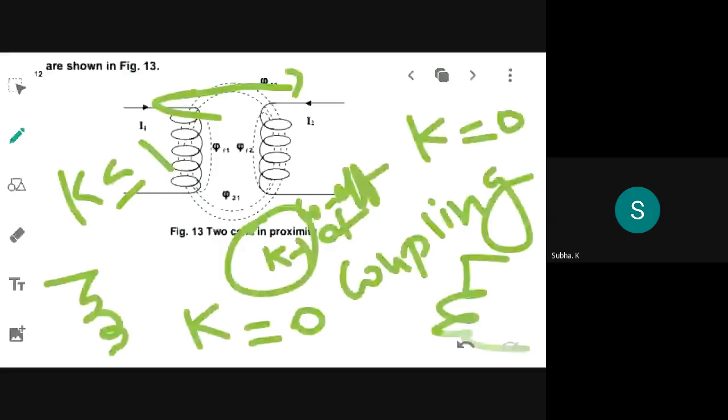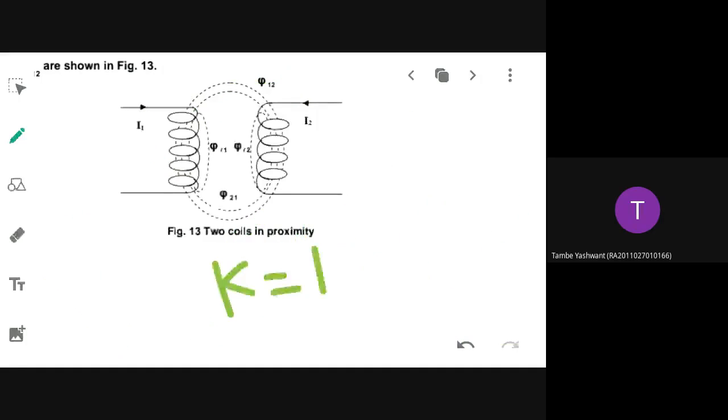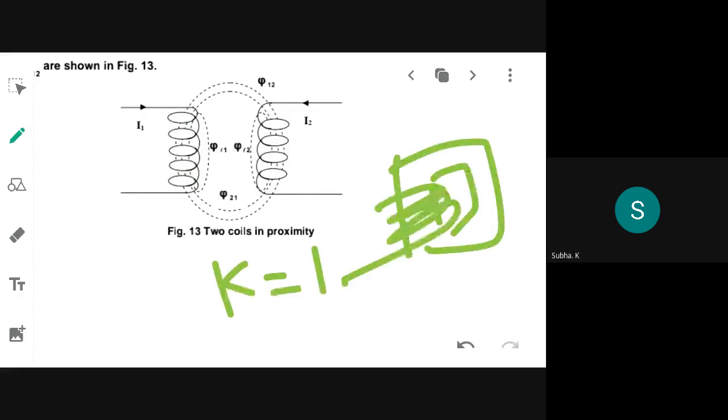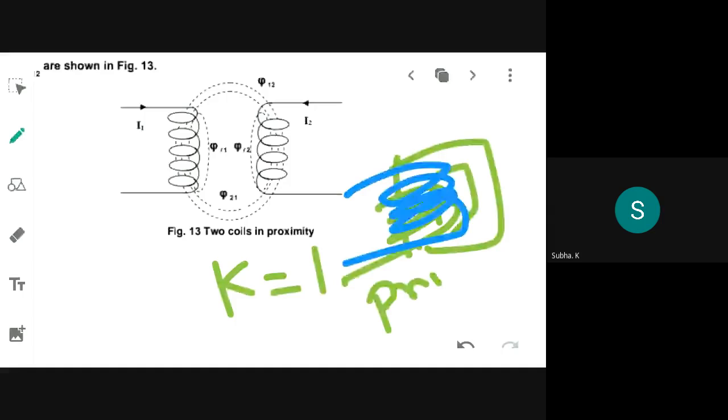Second case: suppose K is equal to 1 exactly. That means they are very near, in the same core. Let us consider this is the primary coil. The secondary coil will also be in the same core. Primary coil and secondary coil are both wound on the same core or same limb. If this is the case, they are closely placed, so there will be a strong magnetic coupling between the primary and the secondary coil.